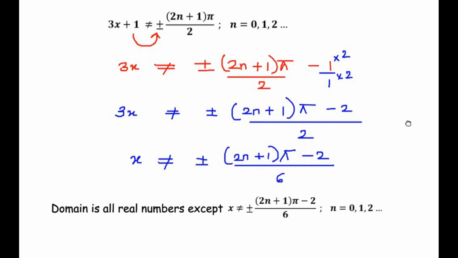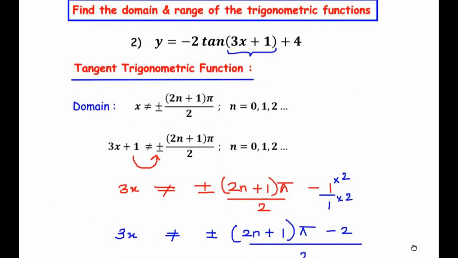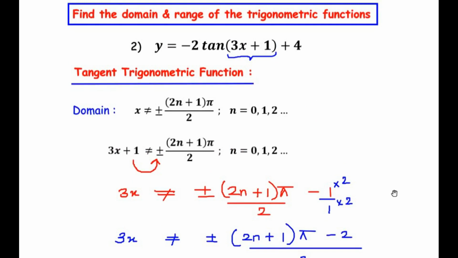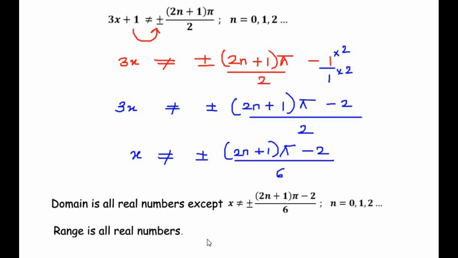Now we have to find out the range of the given trigonometric function, and we know that the range of the tangent function is all real numbers. So we are going to simply write here that the range is all real numbers. Now let us move on to the last question.